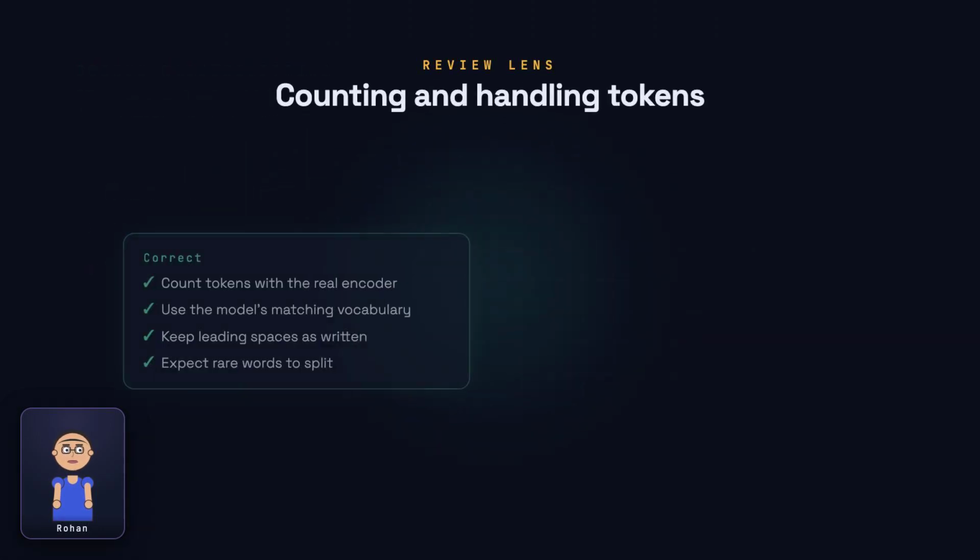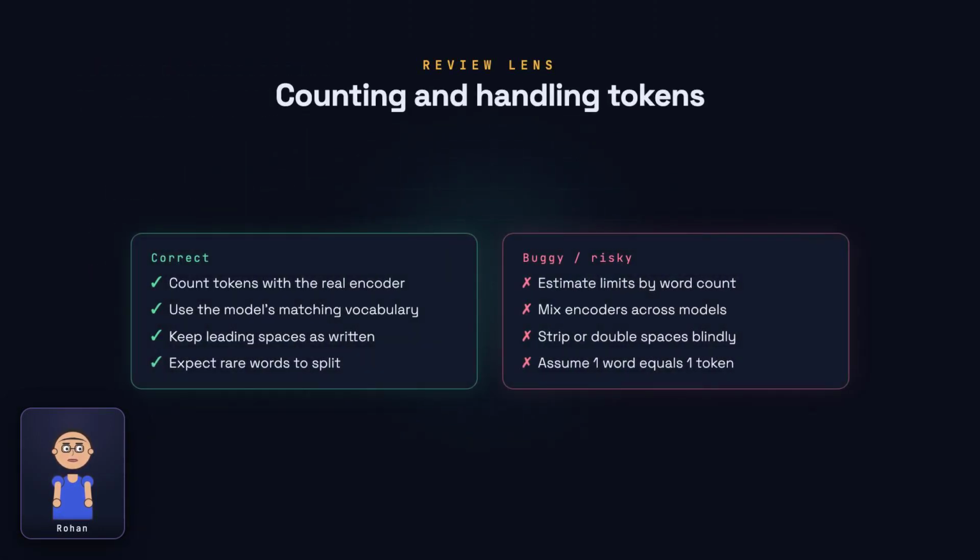Here's the review lens. On the left, the safe habits. Count tokens with the actual encoder for your model, preserve whitespace as written, and expect rare words to fragment. On the right, the ways people get burnt: estimating limits by words, reusing the wrong encoder, or mangling spaces. Small carelessness here shows up as truncated prompts and surprise bills.